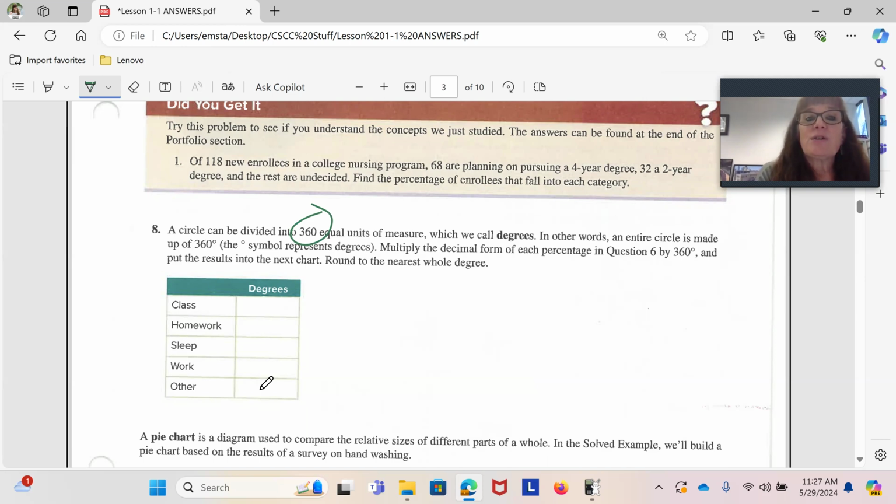They want us to convert our percents that we got in number 6 into degrees. So they tell us even how to do it here. They say multiply the decimal form by 360. So my classwork was 9%. That was 0.09 times 360.